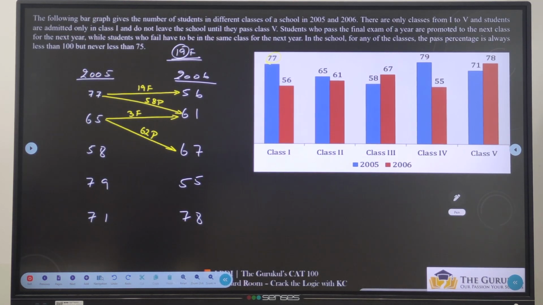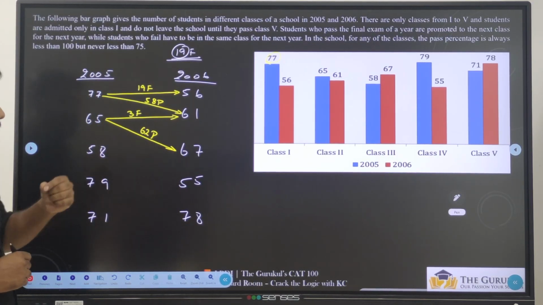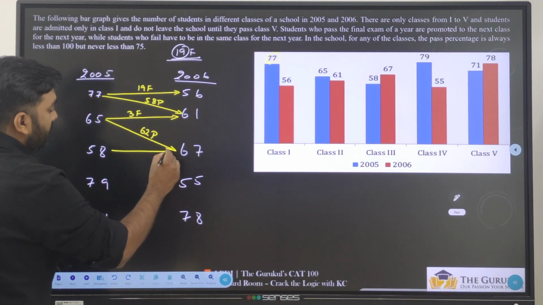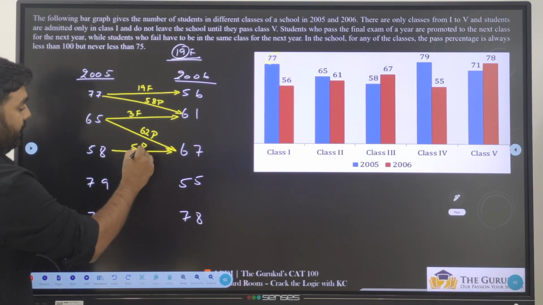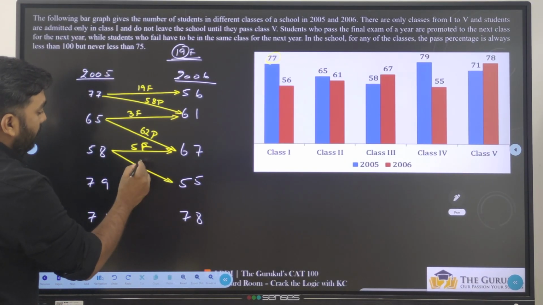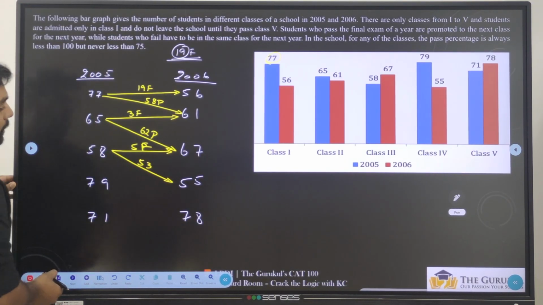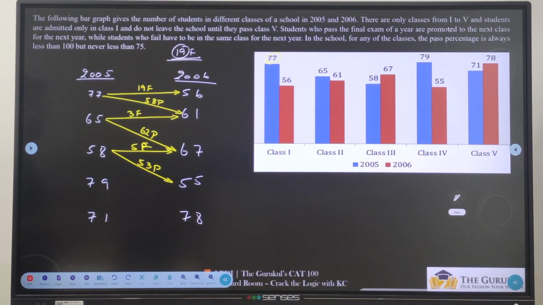So out of 67, 62 are coming from this 2005 to 2006 in the next year, which means there are 5 people who failed the exam and stayed in the same class, which means the remaining 53 people went for the next class. They passed the exam and went for the next class.